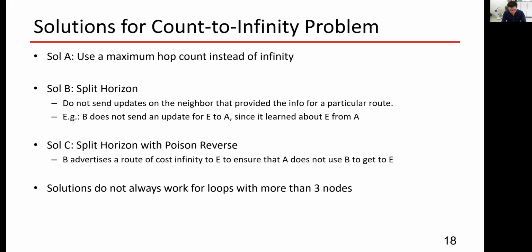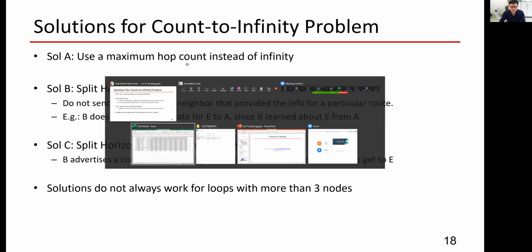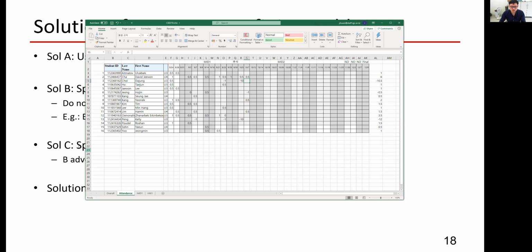Because the router is at a fixed location, it's not moving, I know its geographic location, an XY point. So do not send updates to the neighbor that provided the info for a particular route. B does not send the update about E to A since B learned E from A. Meaning, if the packets are coming from me, then I don't send them back. Like David and Yanshik said, right?